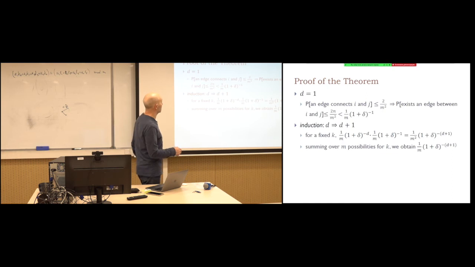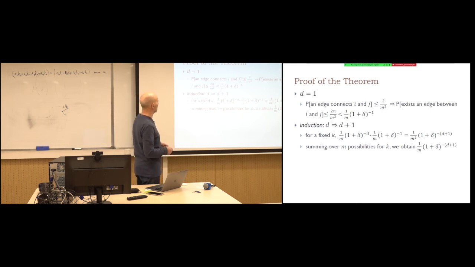And the induction step is also easy. So we have a shortest path of length d plus 1, which means that we have a shortest path of length d to some intermediate node plus one more edge. So the probabilities multiply, and then we sum up over all intermediate nodes. Of course, we can have shortcuts, but shortcuts can only decrease the probability. They cannot increase it.